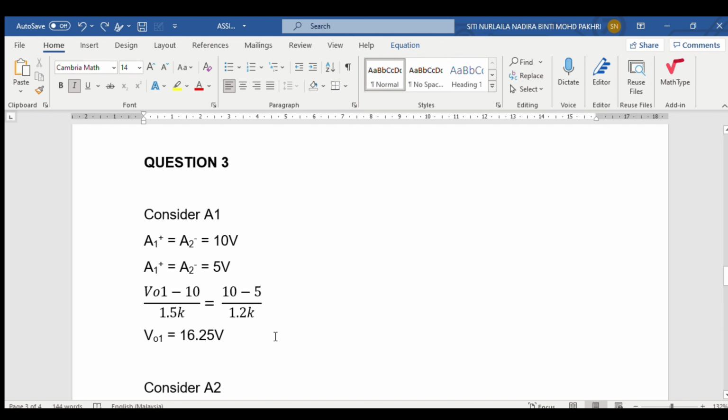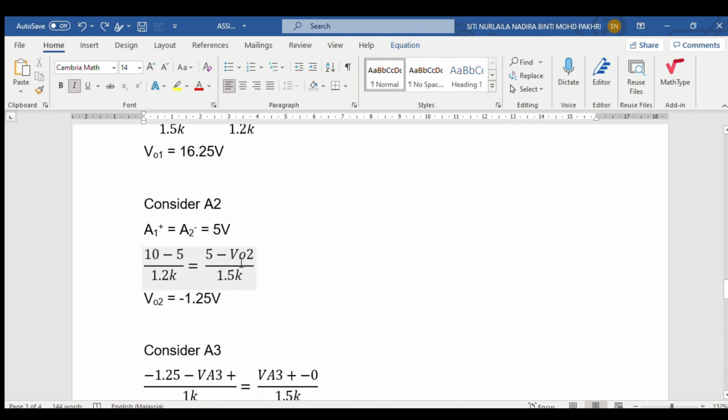The next step is we need to consider A2. A1 plus is equal to A2 minus, and it is equal to 5 volt. We need to substitute the 5 volt into the equation, and we can find the value for V02. The value for V02 is equal to negative 1.25 volt.